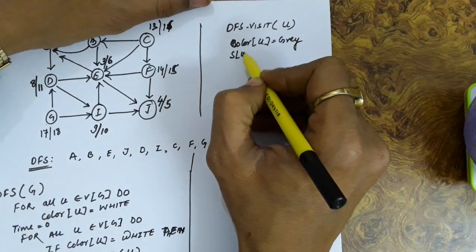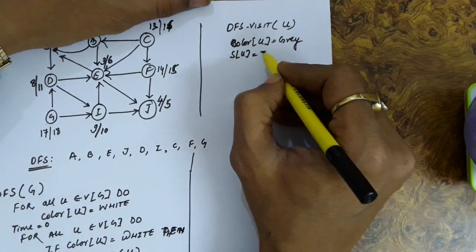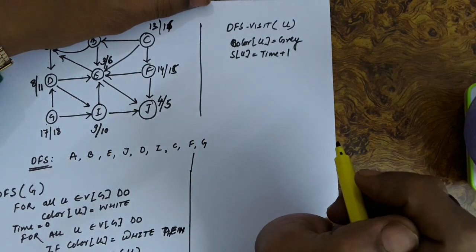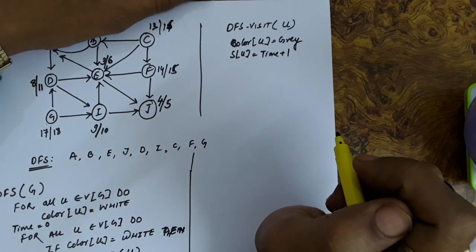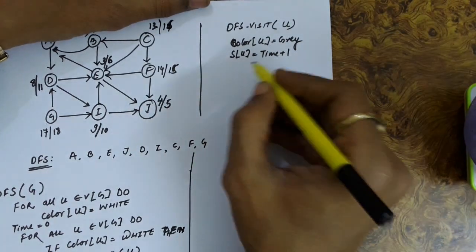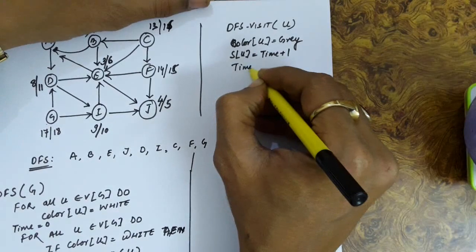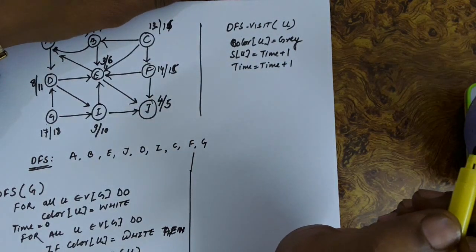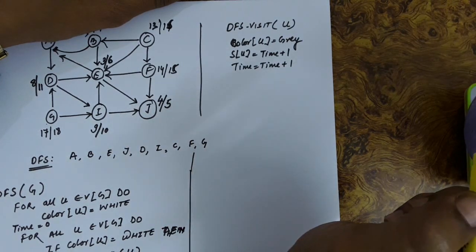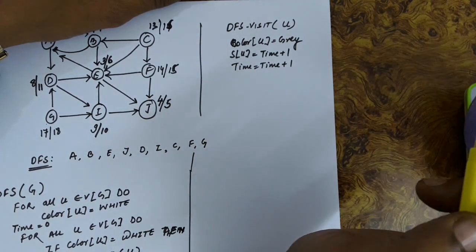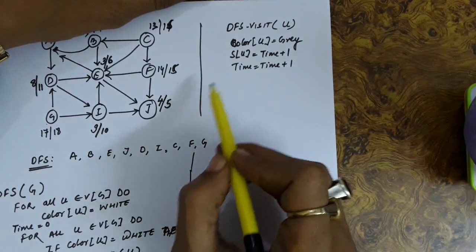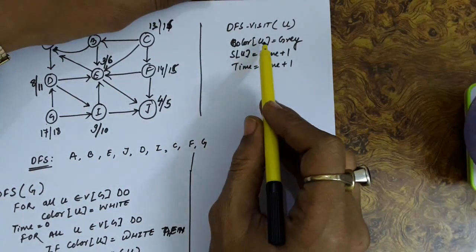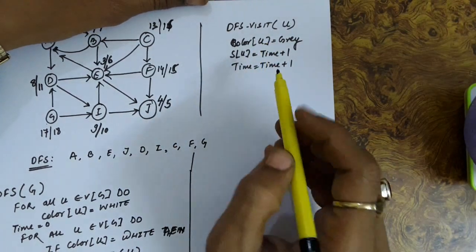Its start time is set. Whatever is the current time, one more than that is set as the start time of this vertex u. And then the current time is also updated by 1. Let's say the time is 0. So the start time will be set as 1 and the current time will also be set as 1. So that's why we are setting time equals to time plus 1. And now we will see all the connections from u.